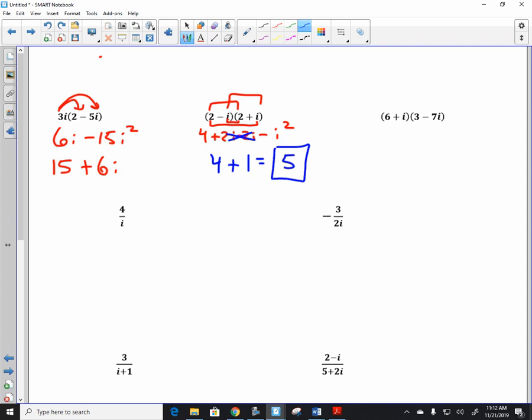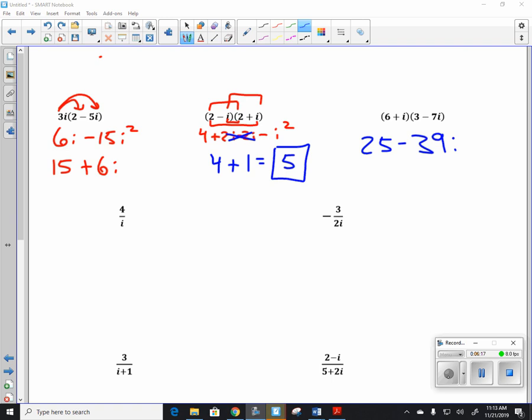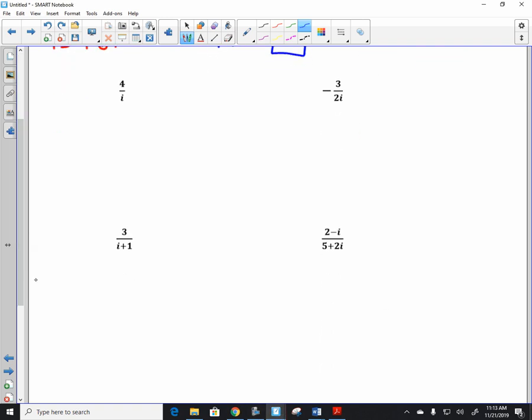Please try the next one on your own. Go. Good. What's different about the next examples? You're dividing. We can't leave i in the denominator. We multiply top and bottom by i. I get 4i over i squared. And so I have 4i over negative 1, which is just negative 4i.